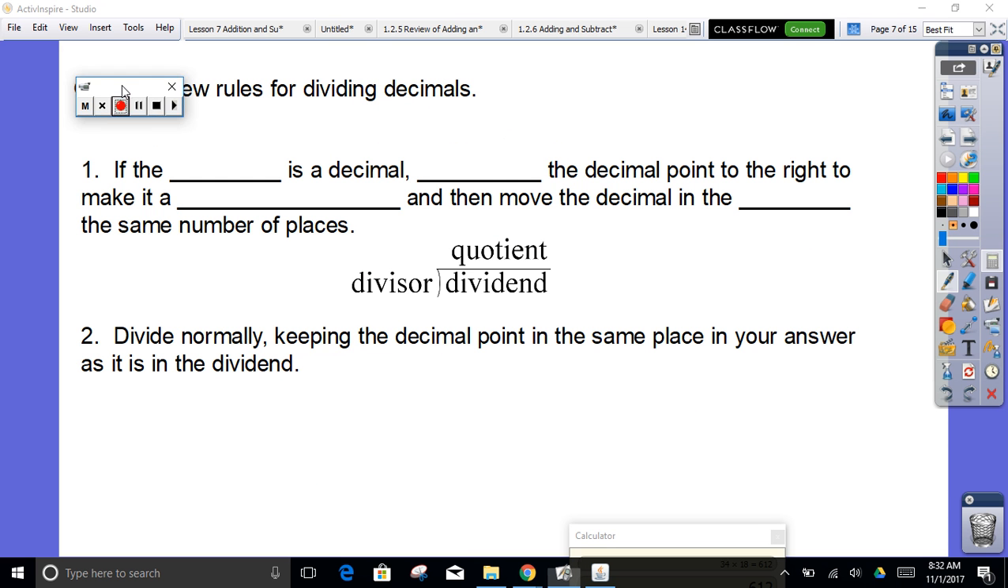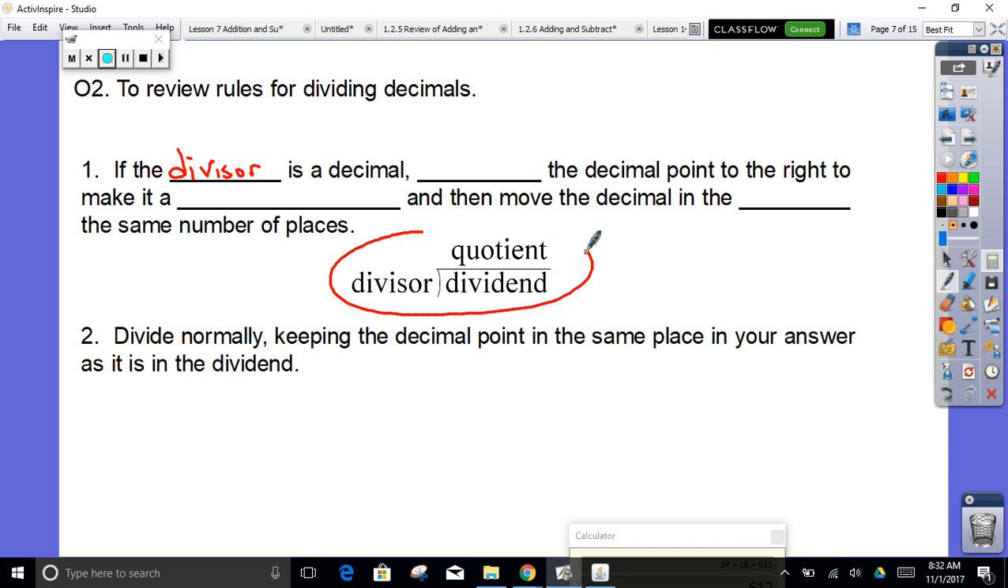Okay, let's now talk about the rules for dividing decimals. We did this a little bit on Get More Math at the very beginning of the year. If the divisor is a decimal, and I put a little drawing here with what all the words are called. I always remember what the quotient is, but sometimes it's hard to remember which one's called the divisor and which one's called the dividend, so you know what I'm talking about.